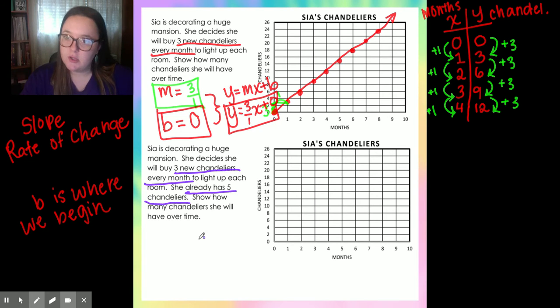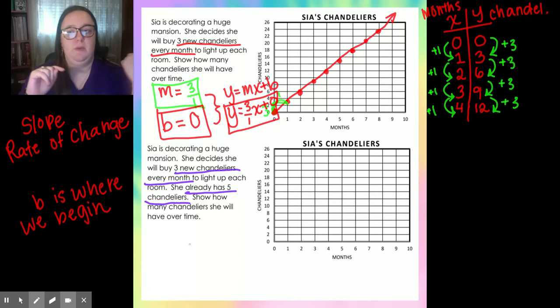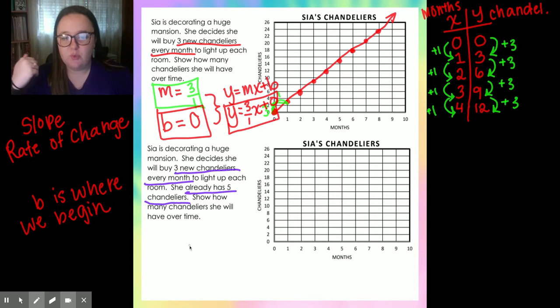Okay, now before I do this one, I want you to pause for about 2 seconds, and I want you to make a prediction. So we know that this three chandeliers every month is the same as what it was up here. But this already has five chandeliers is different. I want you to make a prediction. How is that right here, this difference, going to change what our table looks like? How's it going to change what our graph looks like? And how's it going to change what our equation looks like?